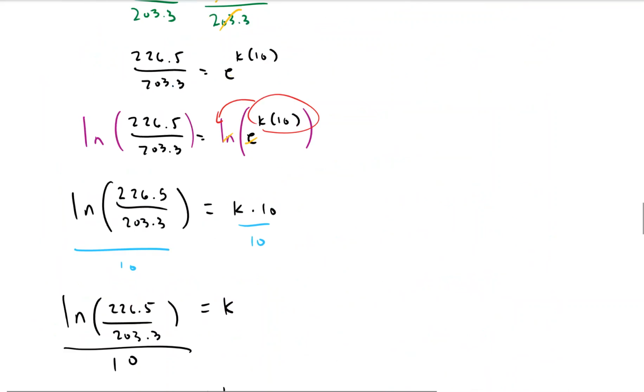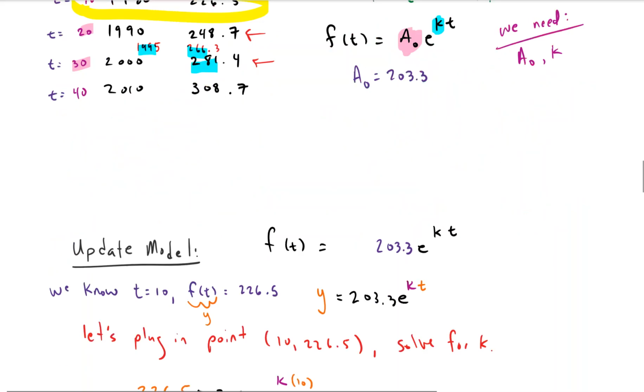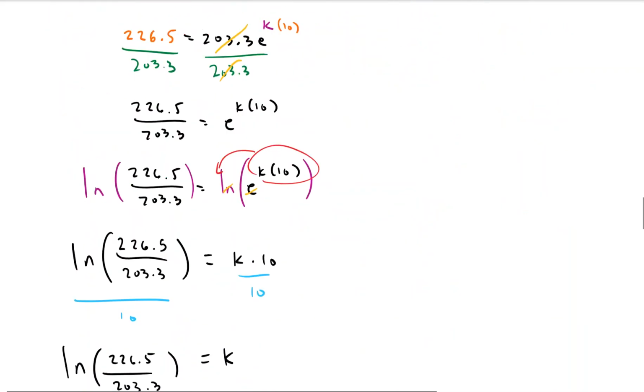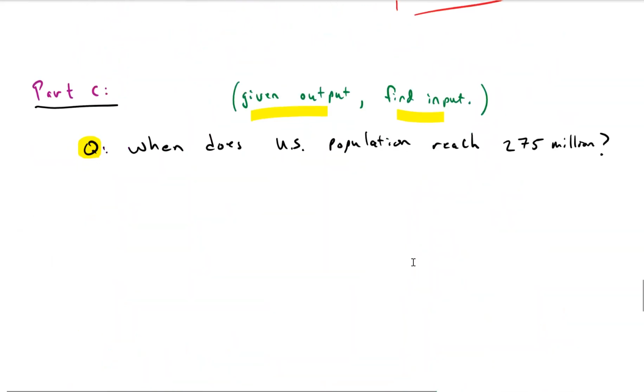If we looked at the actual data, 275 million. Well, it's going to be after 1995 because that's 266, but it's going to be before 2000 because that's 281. So we're guessing somewhere in the late 90s. That's our guess, just looking at the data. But we don't know exactly, but we can find out. So that's what we're going to do.